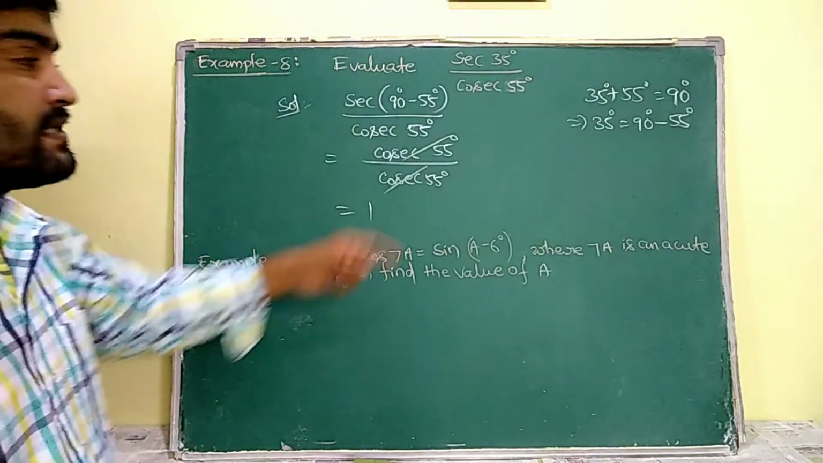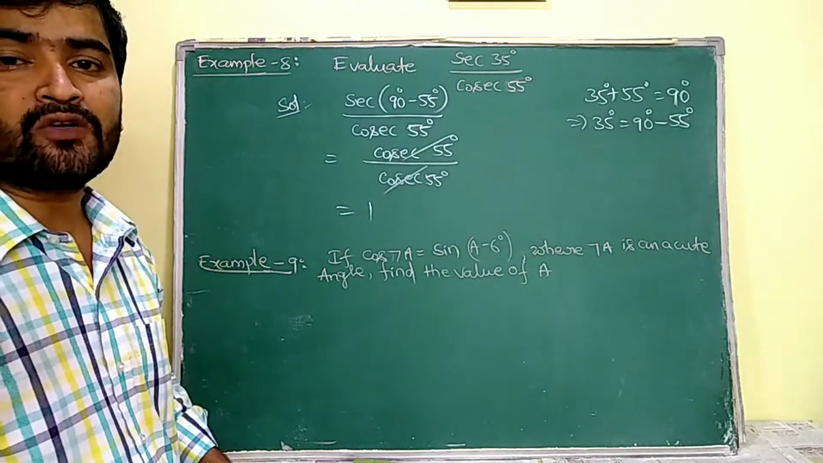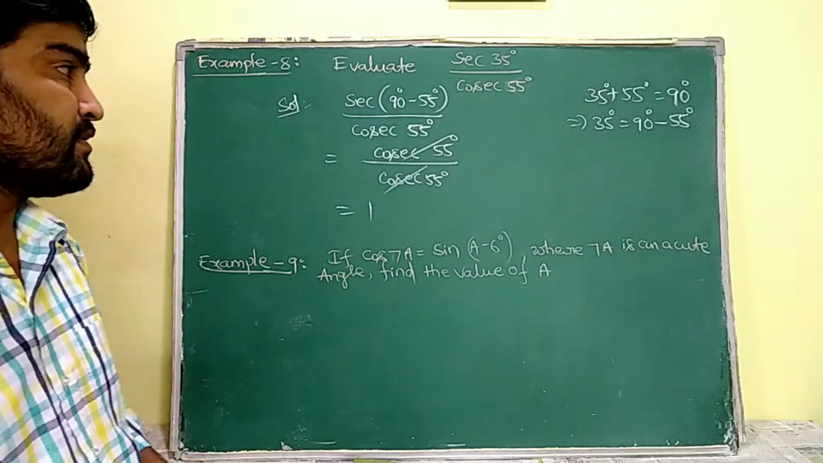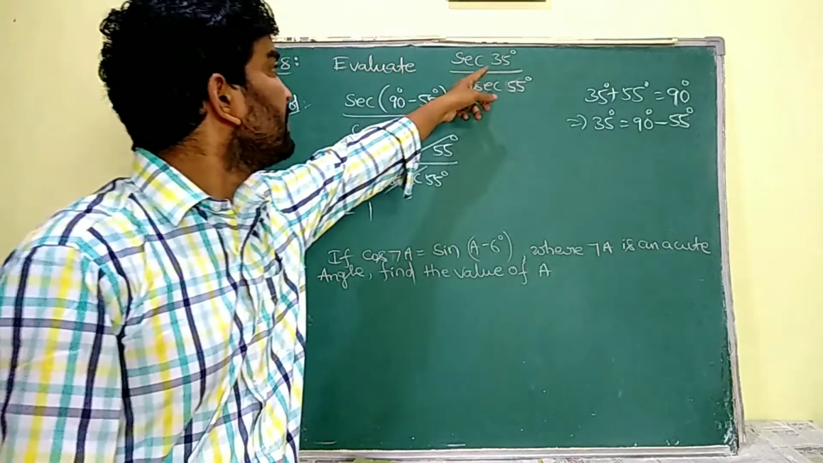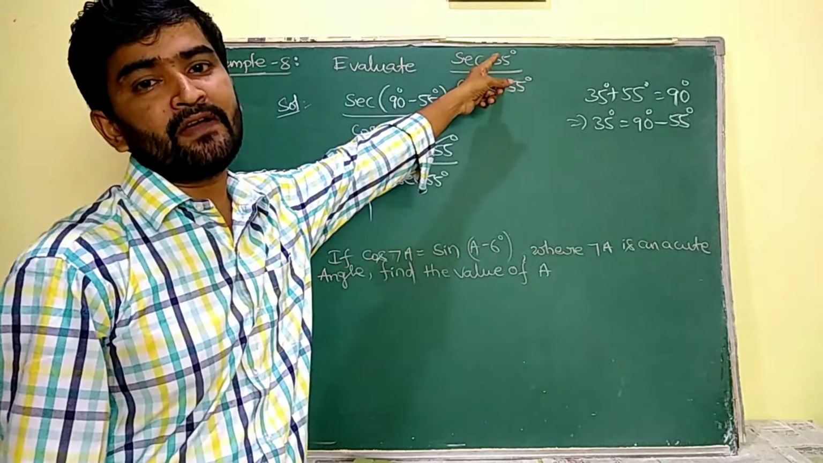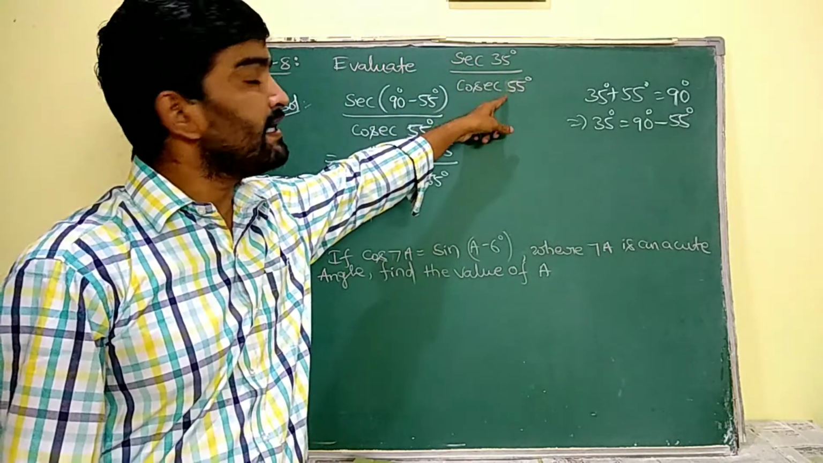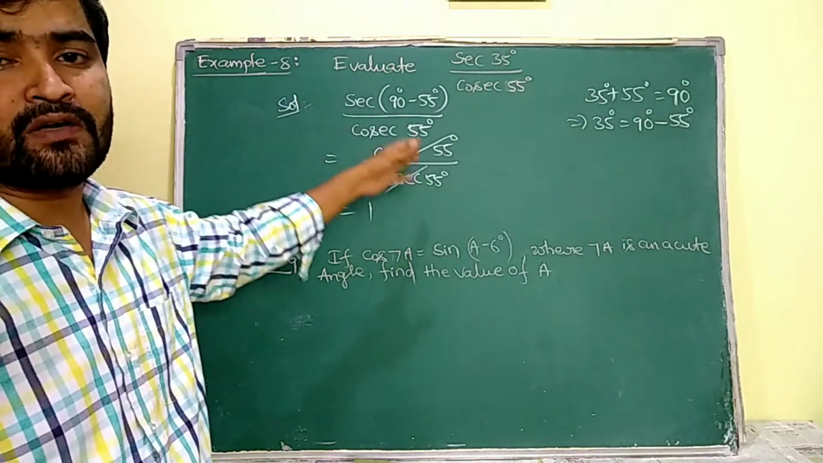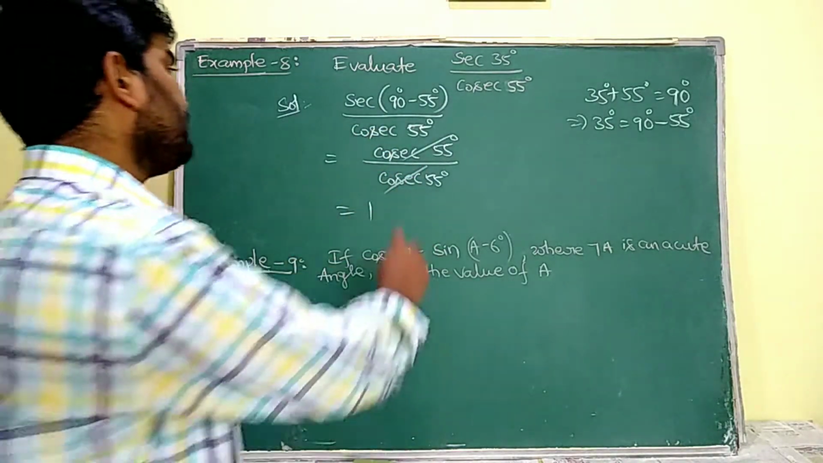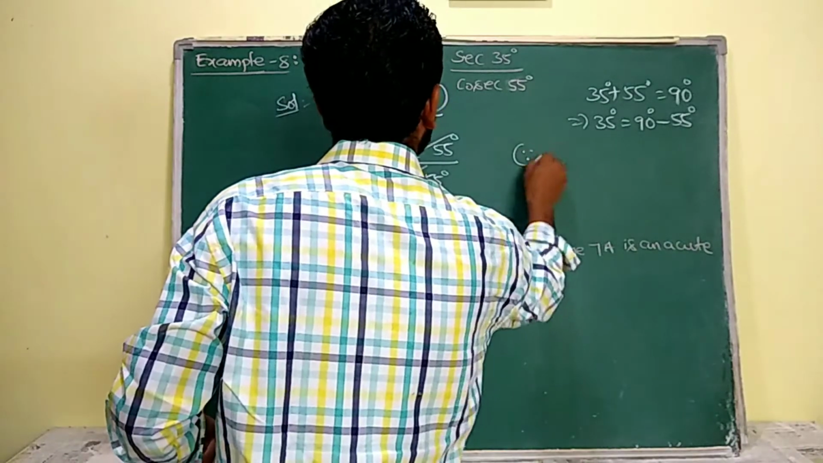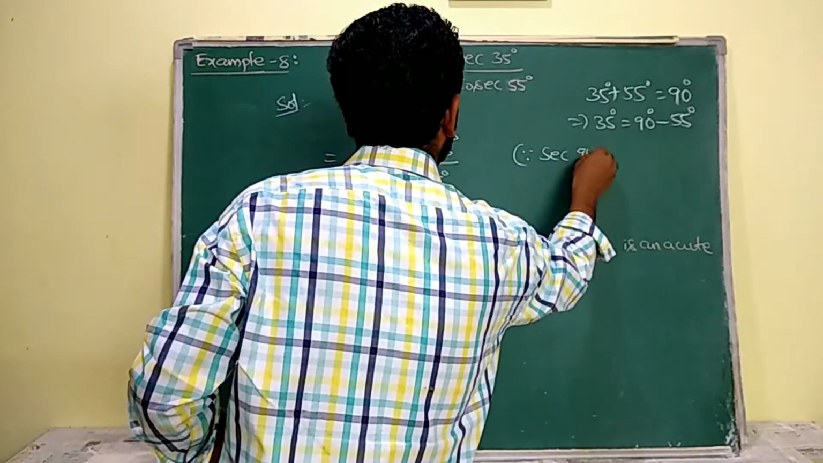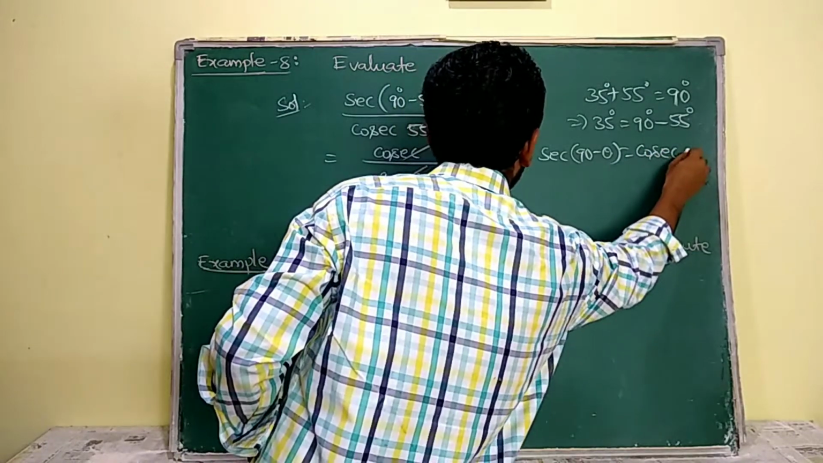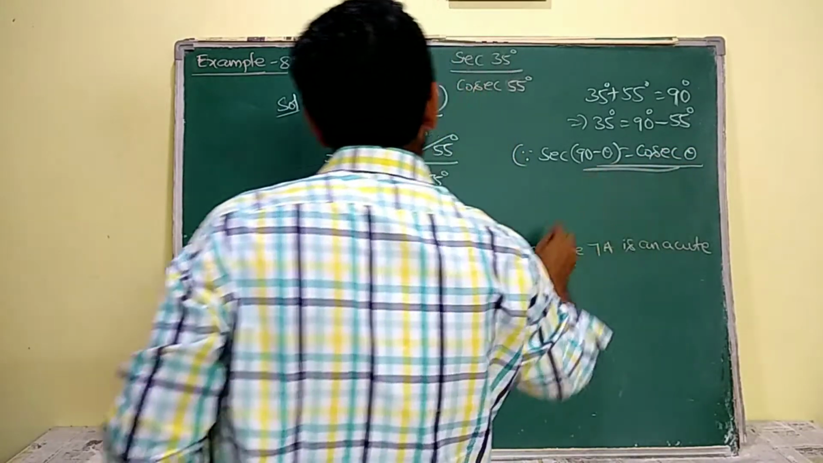Here I changed 35 degrees. If you want to change 55 degrees into 90 minus 35, yes you can. Then you have to keep secant 35 as it is, and in the place of 55 write 90 minus 35. You are again going to follow the same procedure. Here we used one formula, that is secant 90 minus theta is equal to cosecant theta. We used this formula here.